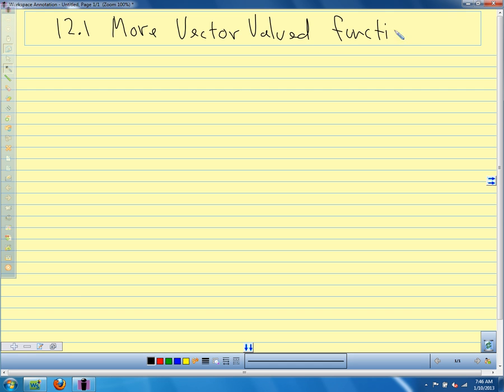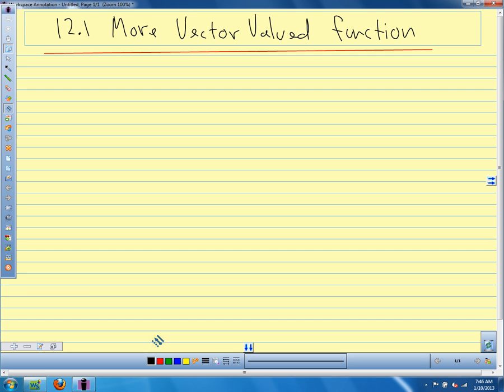There's only one thing that's better than vector valued functions, and that's more vector valued functions. Too much of a good thing? Well, we haven't even gotten close to too much. We barely touched them.